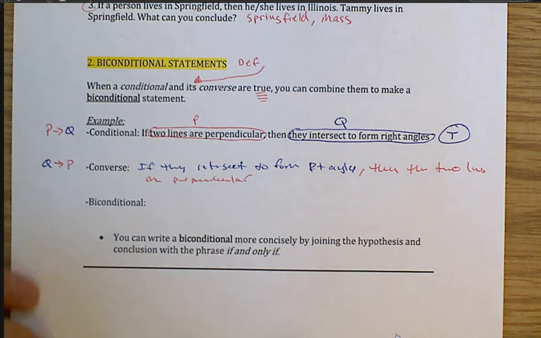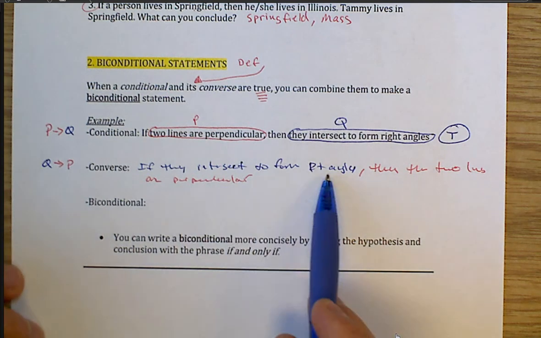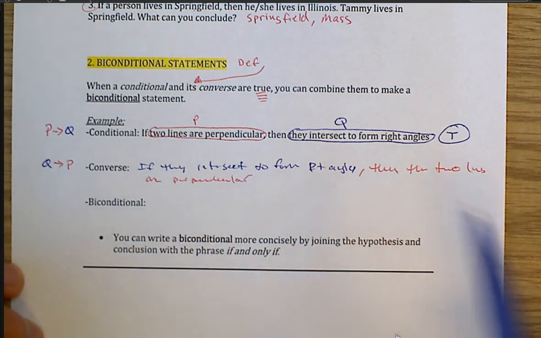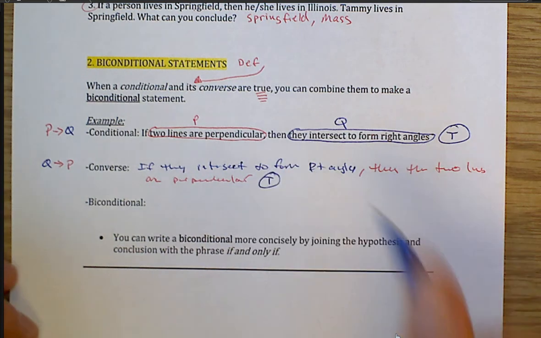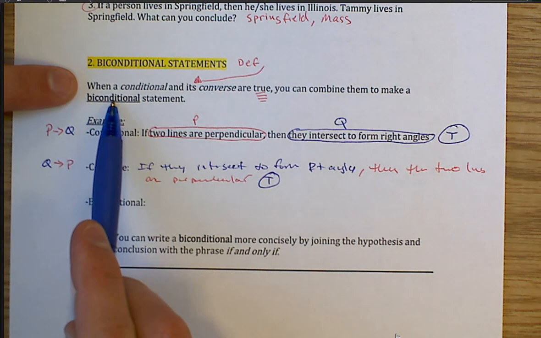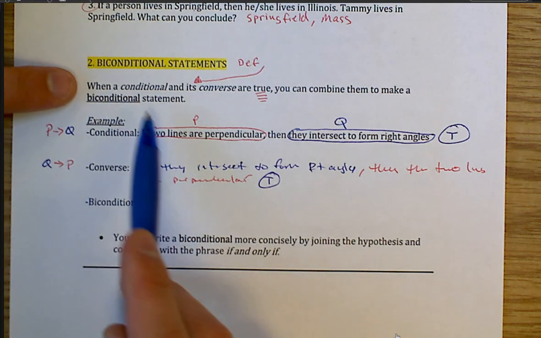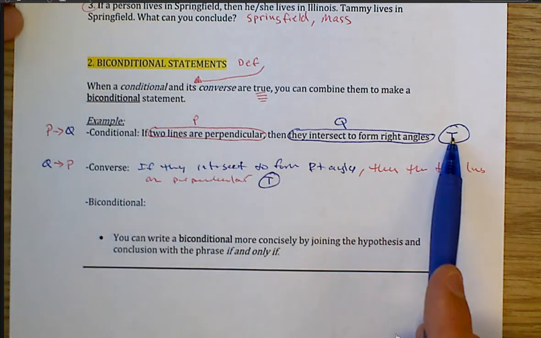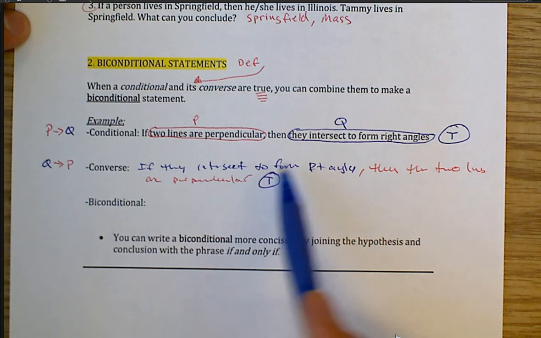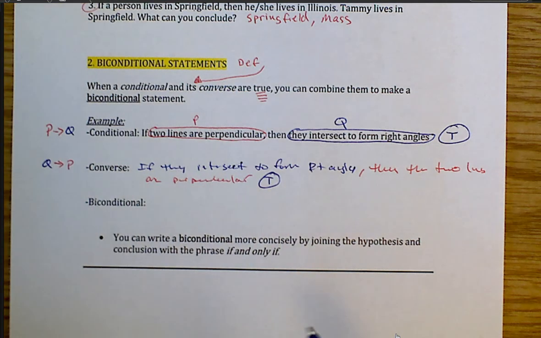Now let's read this again. If they intersect to form a right angle, I'm talking about two lines. If two lines intersect to form a right angle, then they are perpendicular. That is also true. So for a biconditional to work, for you to write a biconditional, this has to happen. You have to have the conditional to be true, and you have to have the converse to be true. In this situation, both the conditional and converse are true, so you can write them as a biconditional.